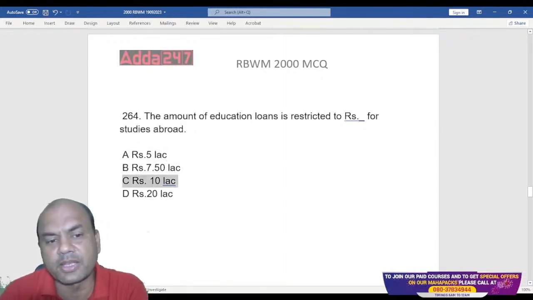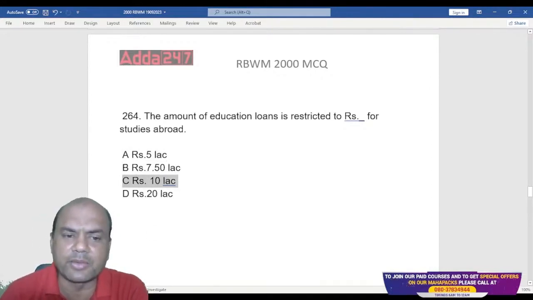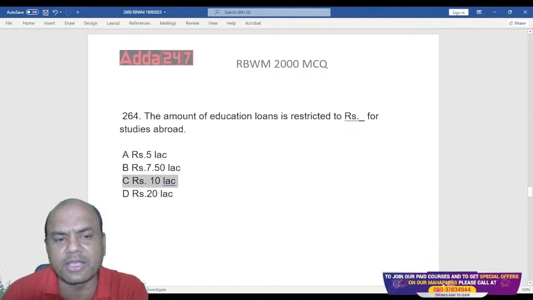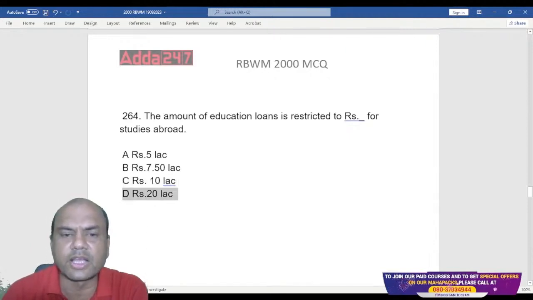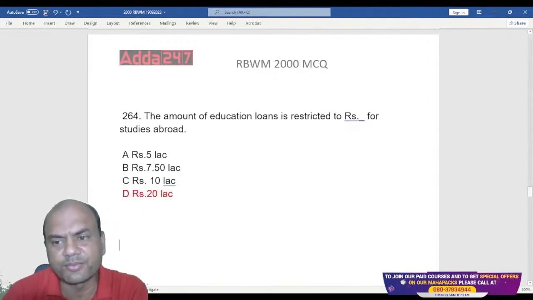Or will it be 10 lakhs? If India, within India, I am giving it for 10 lakhs. Abroad will be definitely higher, isn't it logical? So the answer will be 20 lakhs over here, isn't it? Answer is 20 lakhs. Got it? Next one.